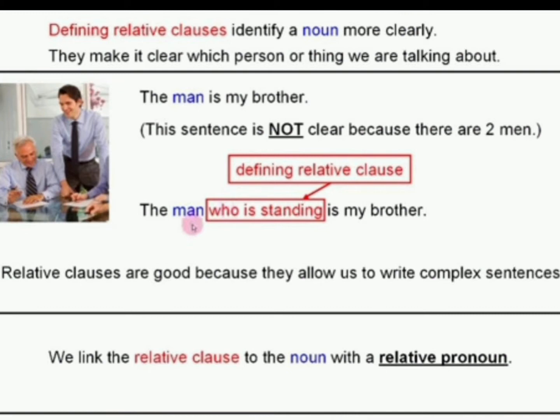This one defining relative clause. Relative clause atan the man who is standing is my brother. The man who is standing is my brother.